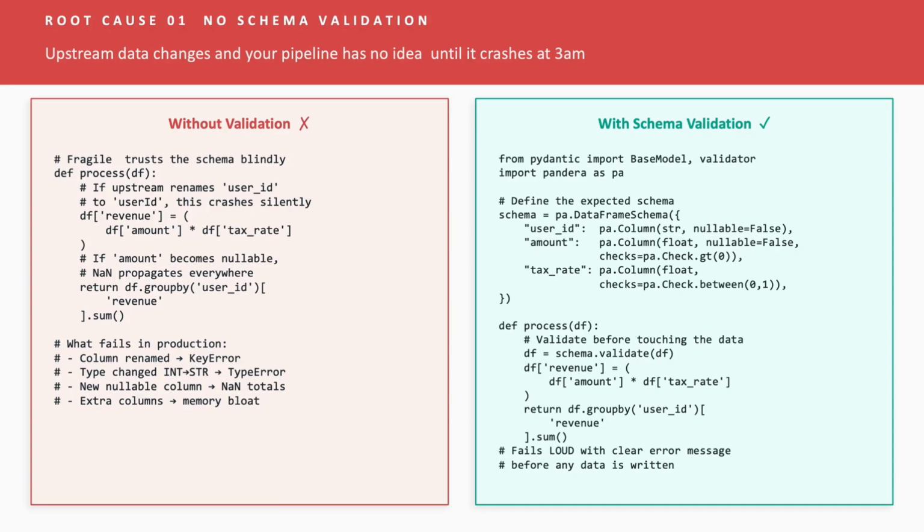This is the principle of failing loud at the front door. You want your pipeline to scream on ingestion rather than quietly corrupt data in the output. So Pandera is my library of choice for data frames. Great Expectations is the alternative for more complex data quality rules. Pick one, but use something, okay?